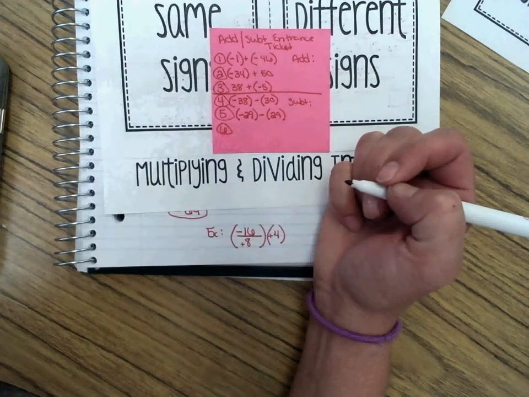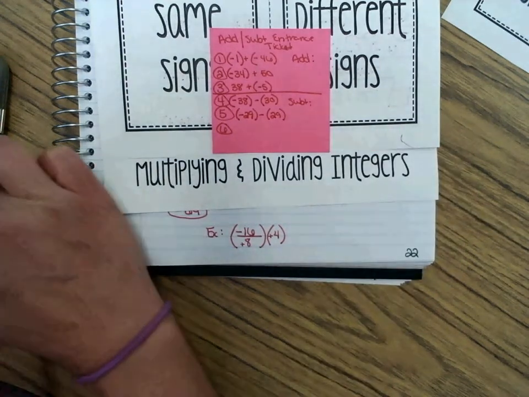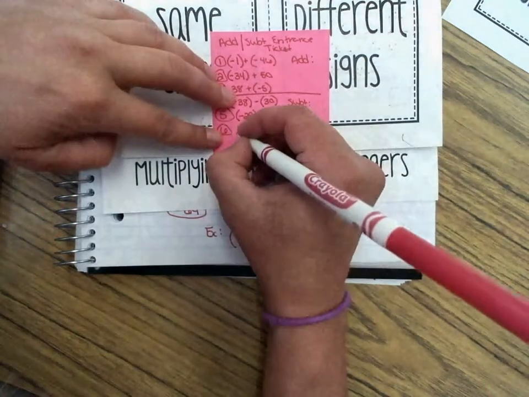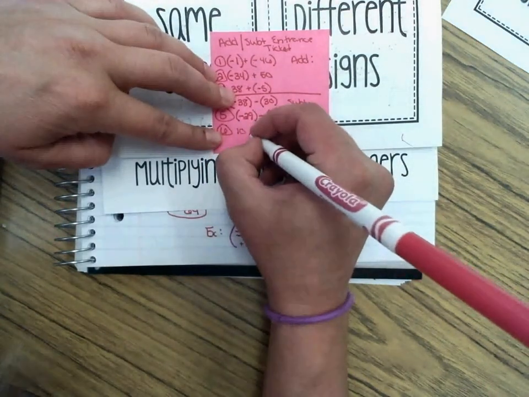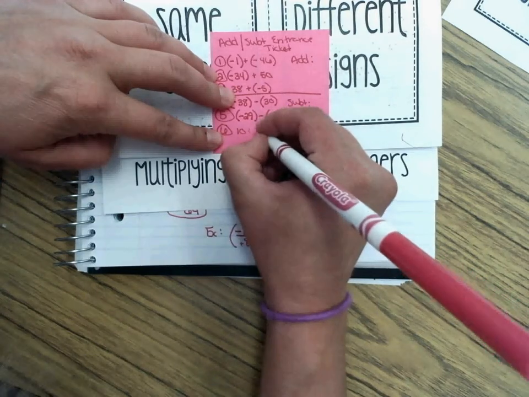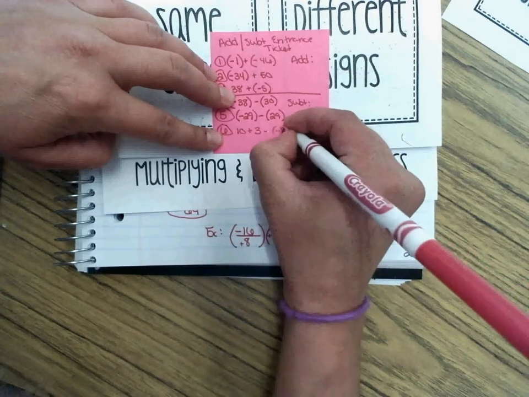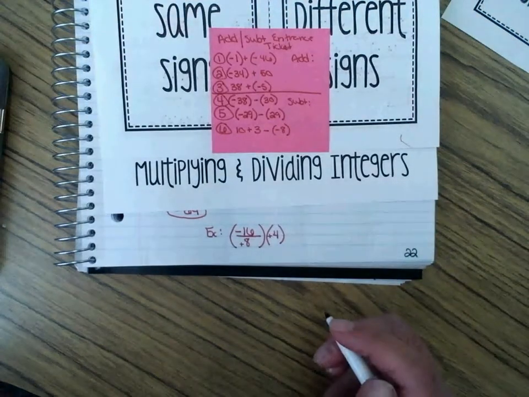We're going to go with 6. I just can't help it. Ten plus 3 minus a negative 8.